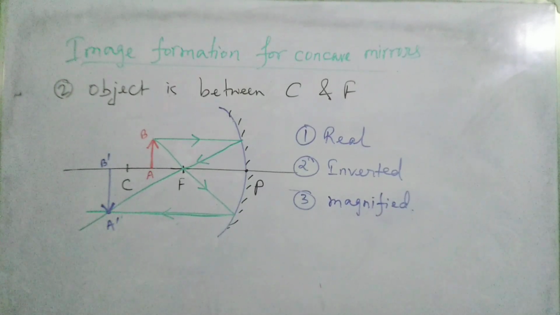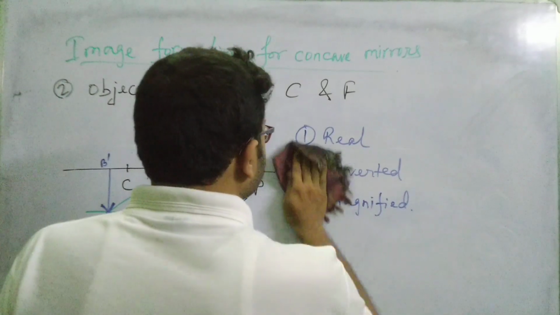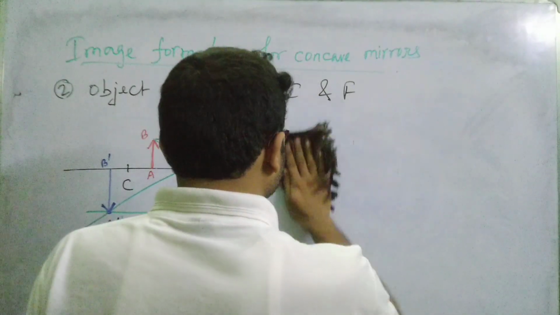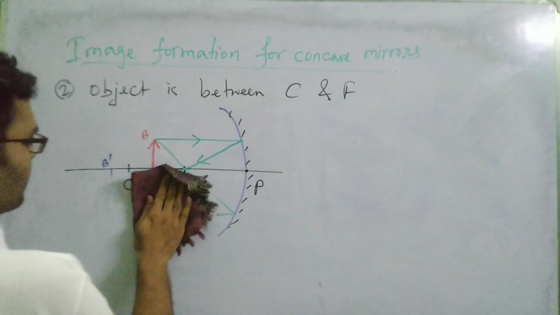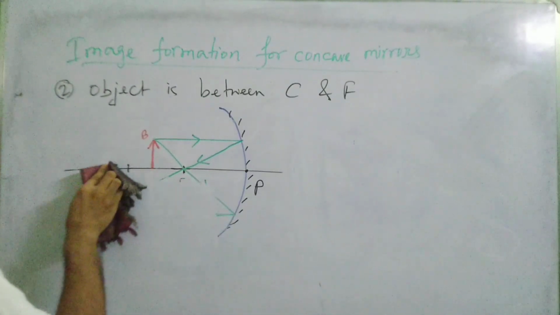Next we will be considering another ray diagram for the concave mirror, when the object is kept in between the pole and focus. So what will the image formation be like? Let us see. We are erasing just these parts.